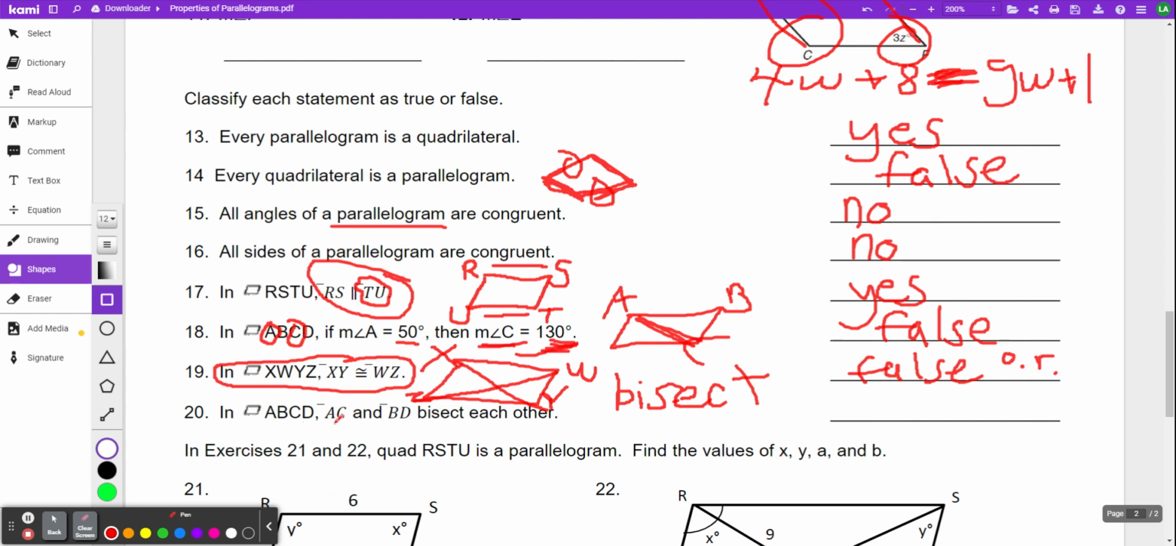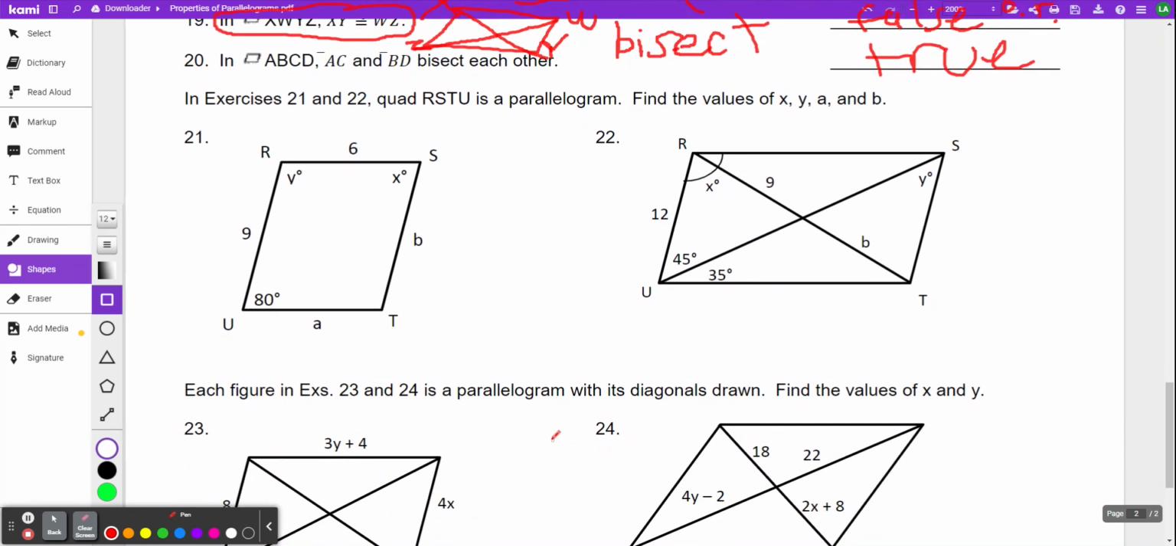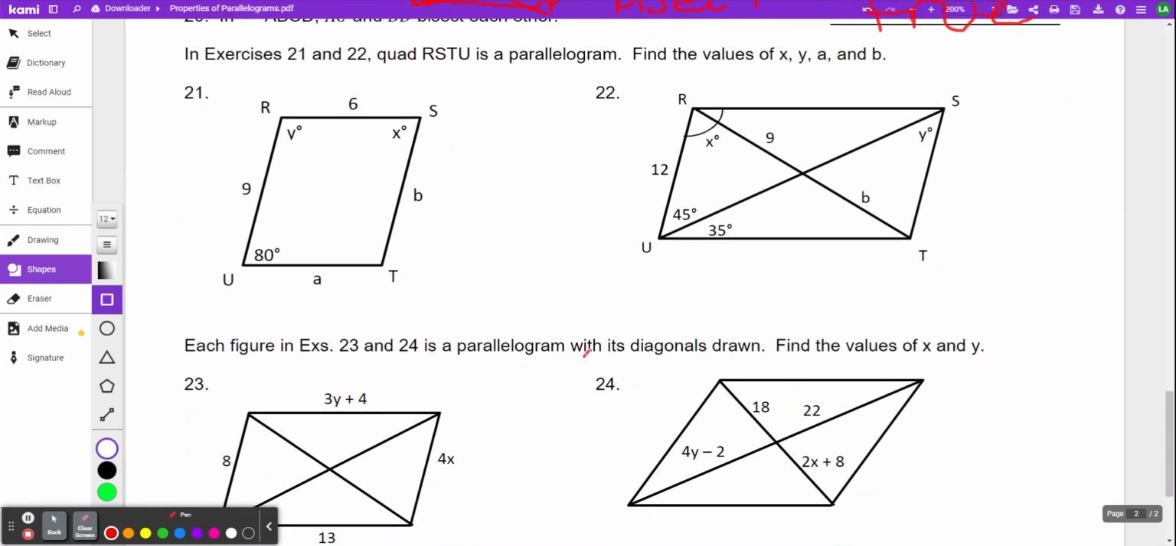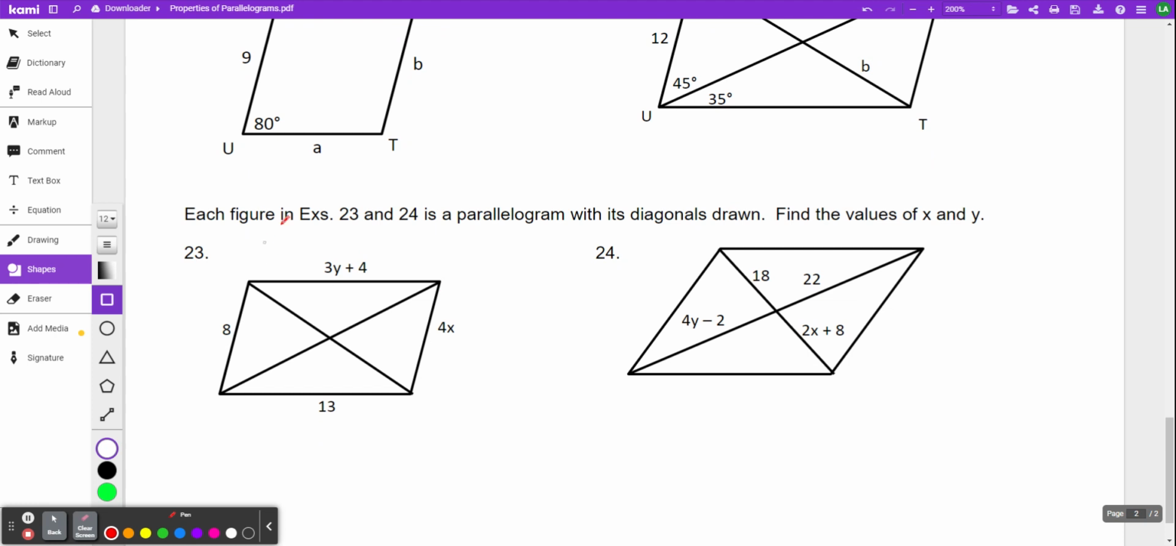In ABCD, AC and BD bisect each other. That is true. Those are the diagonals. If you don't believe me, draw the picture. All right, I'm going to let you do these. Figure that out. Okay, let's do one of these real quick.